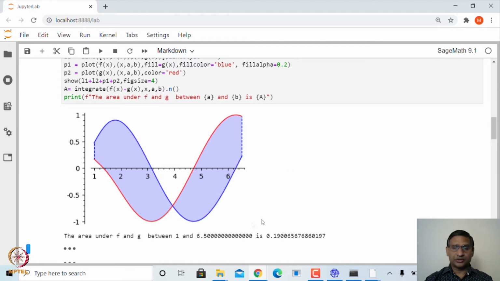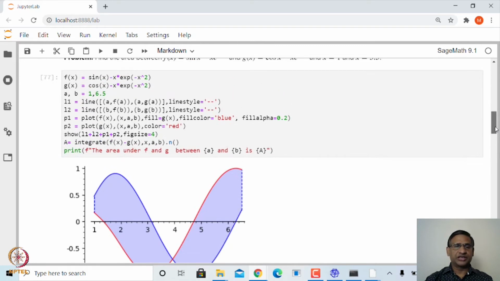So, this is not the correct answer actually. One has to split this integral and then find out. This is not the correct one.